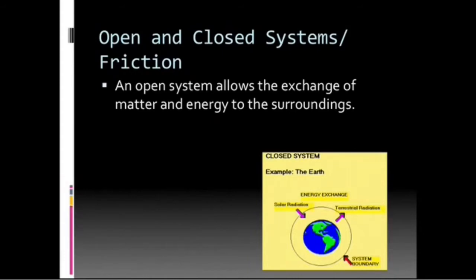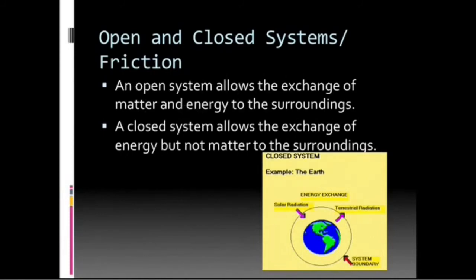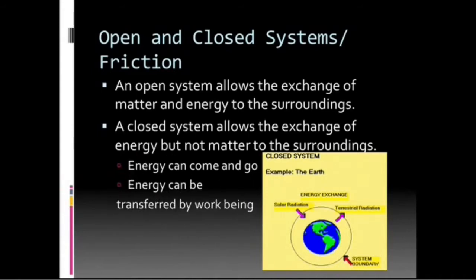When we talk about these, we talk about open and closed systems. To define them, an open system allows matter and energy to be exchanged with the surroundings. A closed system allows energy to be exchanged, but it doesn't allow matter to be exchanged. So this means energy can come and go. An example here is the Earth. It's not exchanging matter, but it is taking in solar radiation and letting off radiation from the Earth, within the boundary of the atmosphere. Energy can also be transferred by work being done. For example, friction over a distance would be a way of energy being transferred.